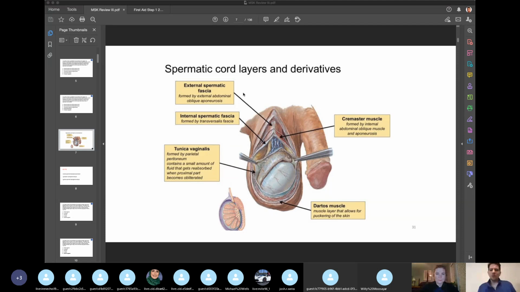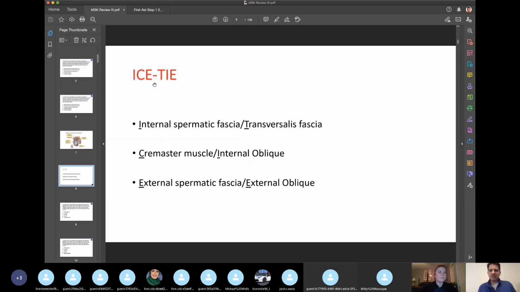If you see here, in regards to the descent of these spermatic cord layers, these spermatic cord layers are going to descend into the scrotum. So it'll probably be a first order, second order question. They'll be straightforward with it. So if you see ICE, if you put TIE underneath ICE, the I goes with T, the C goes with I, the E goes with E. So that's how I remember it. Keep in mind from the abdomen, the transversalis fascia is going to turn into the internal spermatic fascia, and so forth.